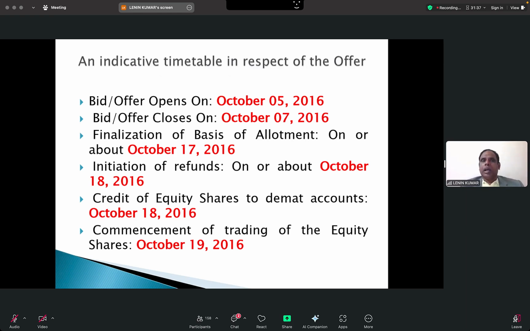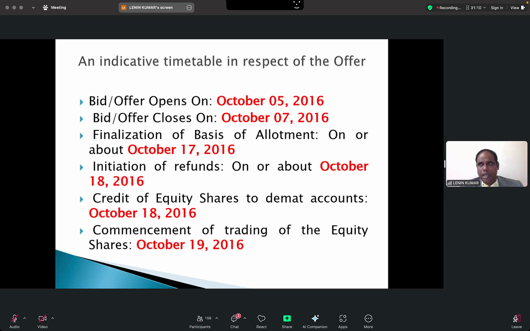Now, an indicative timetable in respect of the offer. Whenever an IPO offer is announced, it will be like this. So you want to understand the terms very clearly. The bid offer opens on October 5th. The bid offer closes on October 7th. I told you, 5, 6, 7, only 3 days. When will it be finalized, whether you are going to be allotted or not?